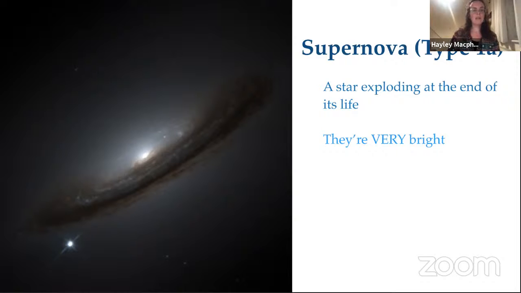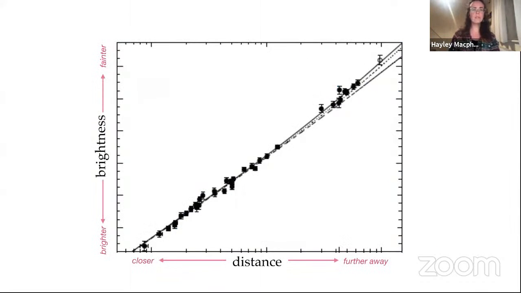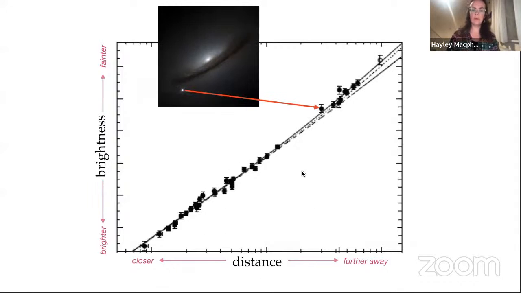And actually, the way that the brightness of these stars, or these exploding stars, changes over time as they explode is very predictable. It's almost always the same. And what this means is that these objects are really useful to measure distances, because we can attribute any differences in this light curve to how far away the supernova is from us. So let's look at some observations of supernova type 1a. So this plot here, each one of these points is a measurement of an individual supernova.